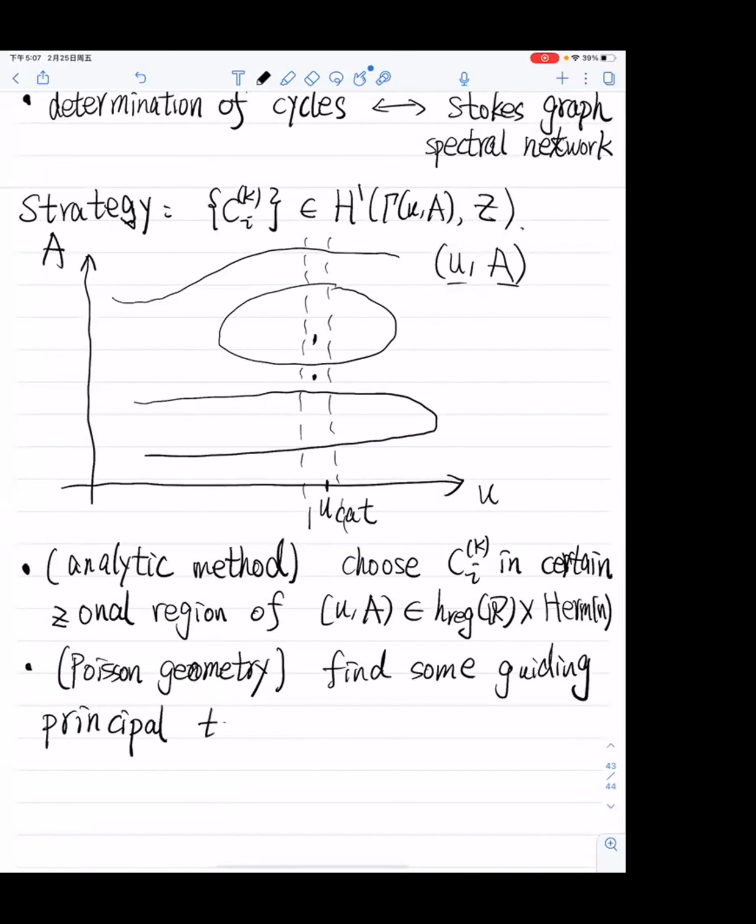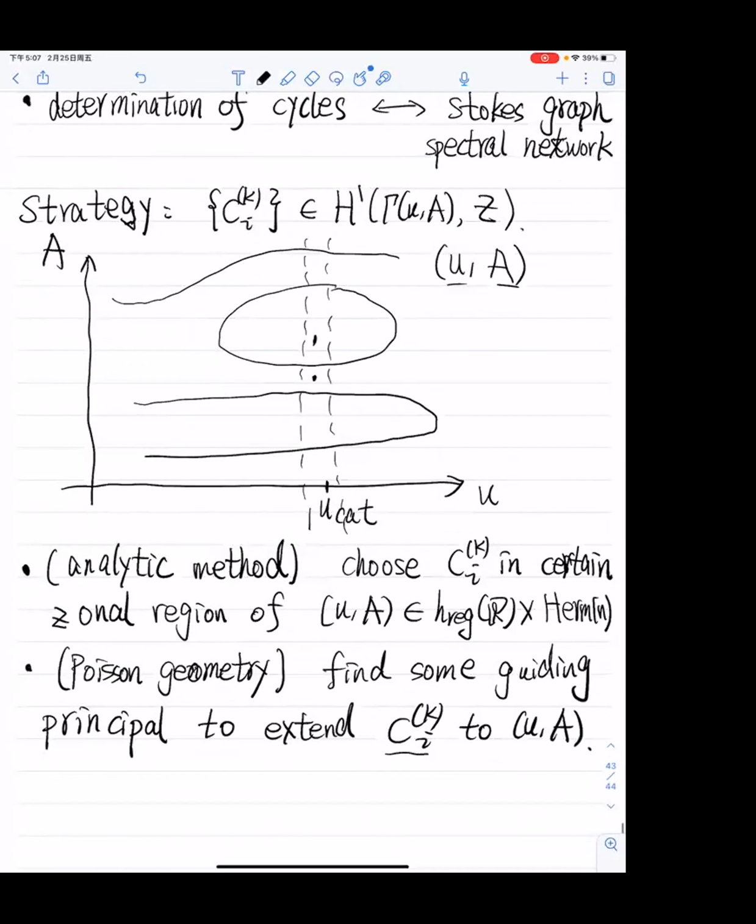You know, to extend the cycles. If our conjecture is true, we want to find some guiding principles to extend the cycles from this small zonal region to all of the space of U and A. Okay, so this is our strategy.